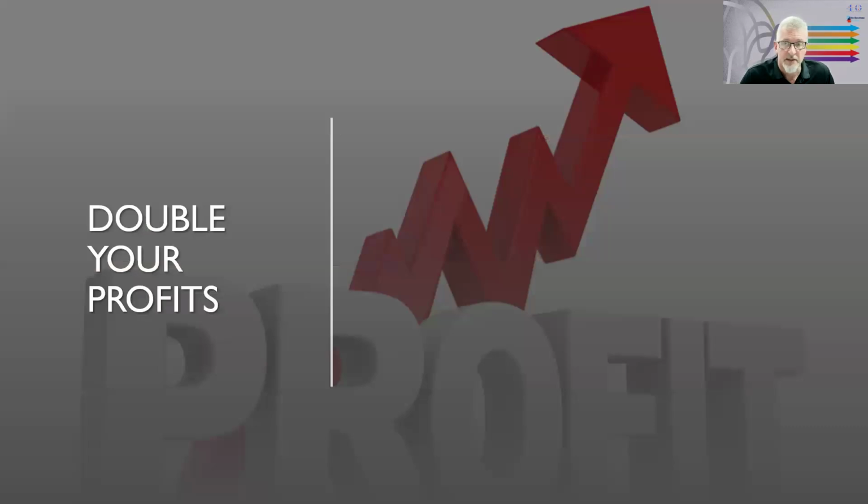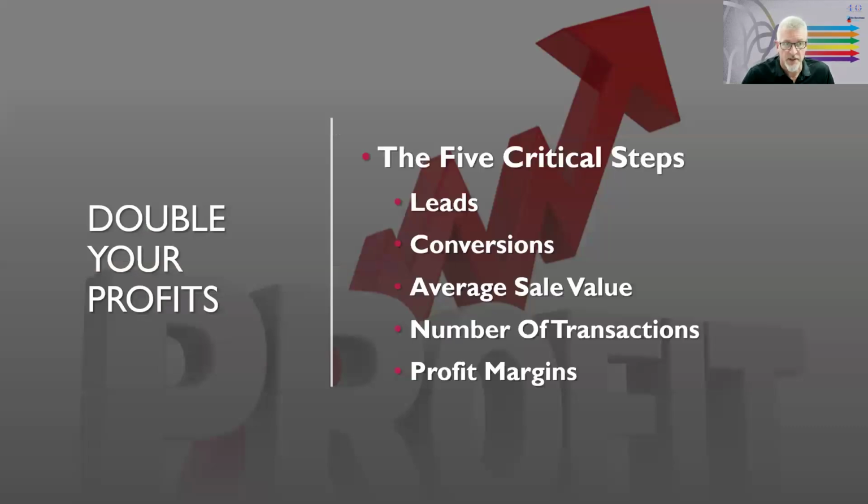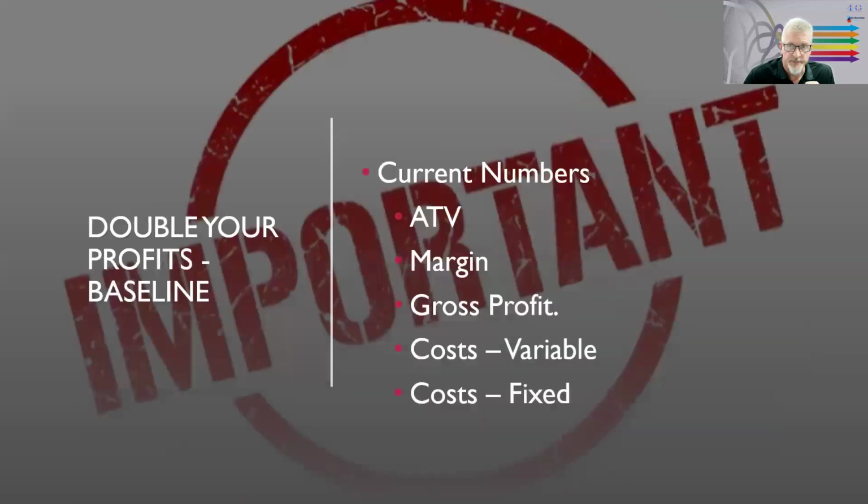So, doubling your profits. There are literally 5 critical steps to doing that. One is to look at your leads. One is to look at your conversions. One is to understand your average transaction value, which we spoke about quite a lot last week. Understand the number of transactions and understand your profit margins.